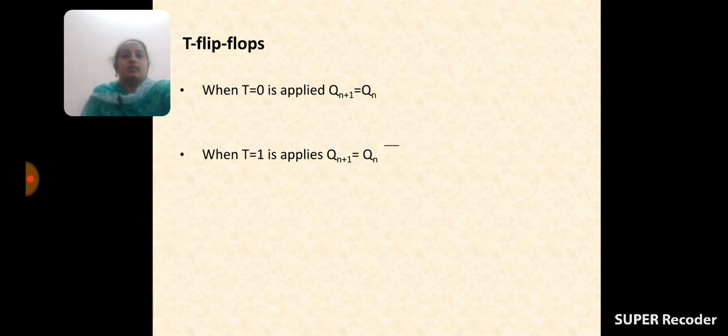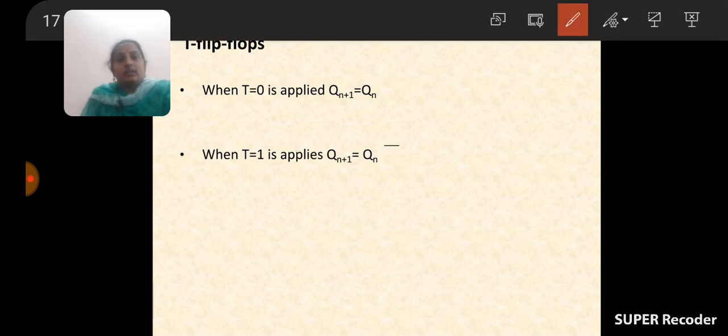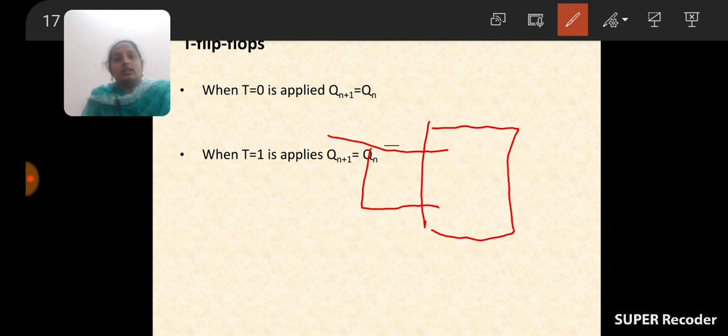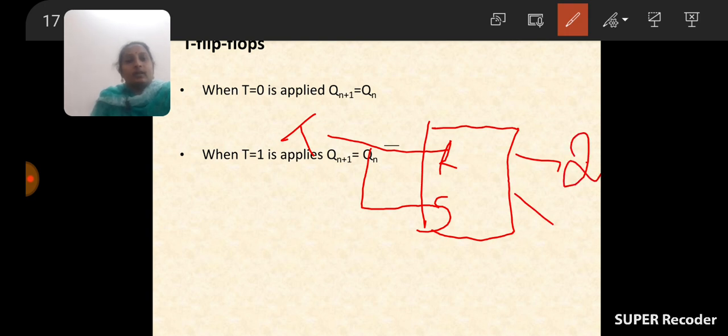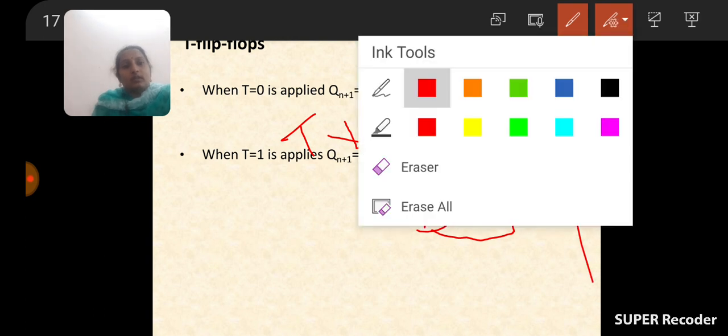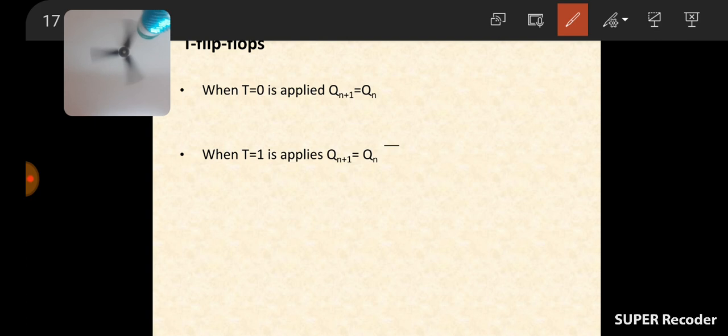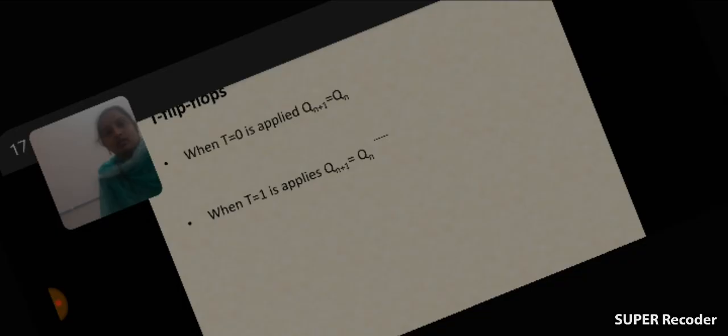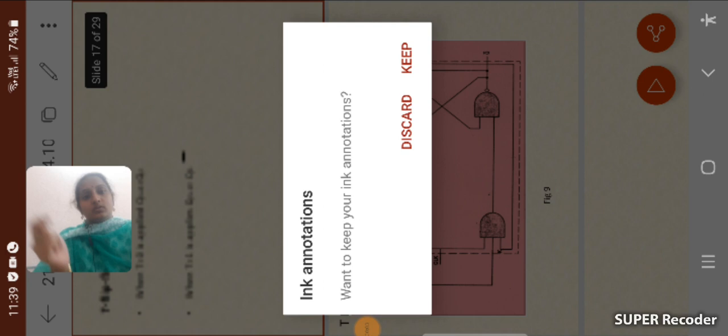So why does it happen? Like our D flip-flop, it is also derived from the RS flip-flop. But here both R and S are tied together. Both S and R are connected together. Because of that, if we apply R equal to 1, we are getting Q equal to 0. If we apply R equal to 0, here we are getting Q equal to 1. That means the output is toggled. If we apply 1, it is changed from 0 to 1.